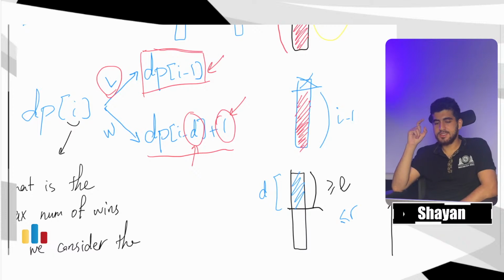This is the first place. D is the minimum number such that if I remove D cards, their sum is going to be greater than or equal to L. If that was also less than or equal to R, I can update my dp from dp of i minus D plus R.